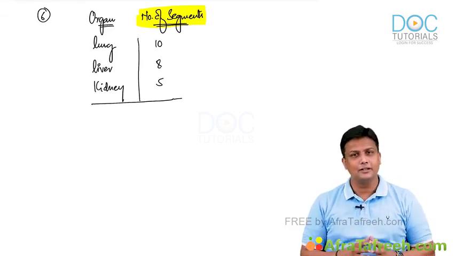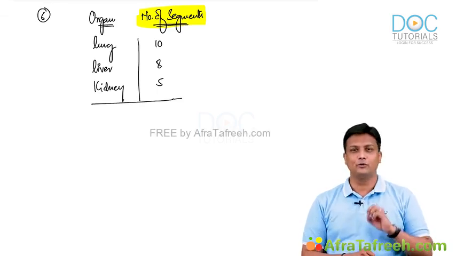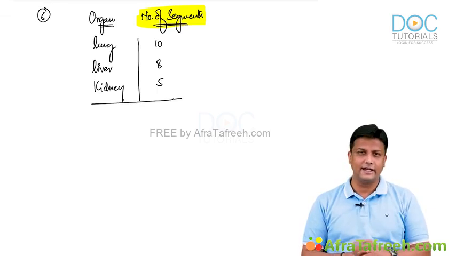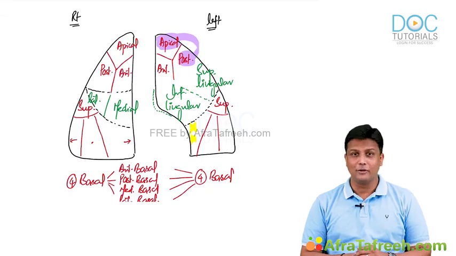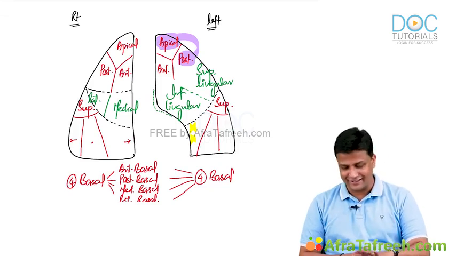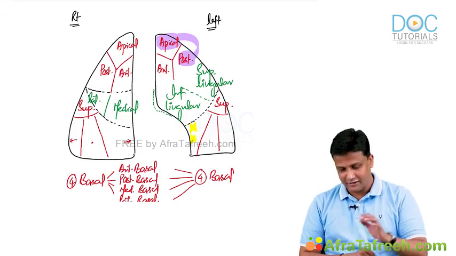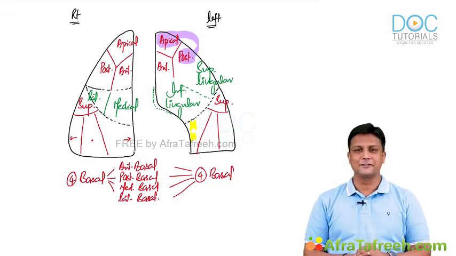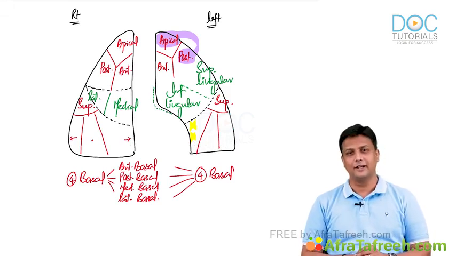So, lung is divided into 10 segments, liver into 8 segments, and the kidney into 5 segments. And don't worry about the liver and kidney, we'll deal with that in detail in the abdomen topic. So, that's all about the bronchopulmonary segments in the lung, and I have made it easy to remember the names and everything with the help of this simple diagram, guys. I hope this topic is crystal clear now. That's all done. Thank you.